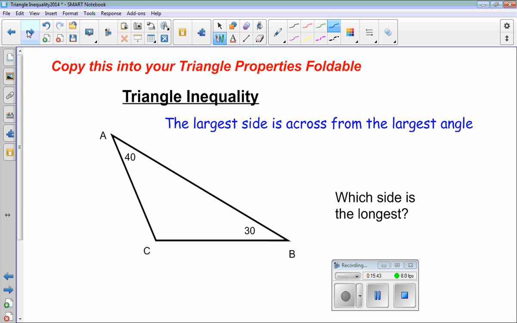All right. So this is the last thing we're going to put in our triangle foldable today. Go on the bottom half, and then we'll actually put something on the back after the quiz next time. Let's copy this one in. The largest side of a triangle is across from the largest angle. It's called the triangle inequality. Okay? The largest side is across from the largest angle.